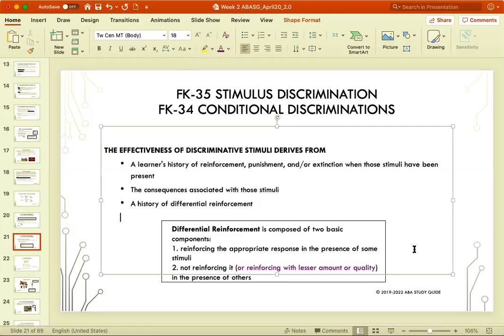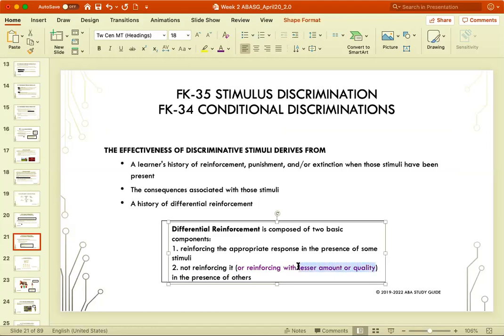Typically, if she said Trudy, I would respond and go over to her. But she was always calling me by my sister's name. Sometimes the dog's name was thrown in there. There were some times when I did respond to her just because I knew who she was talking to. Now, Joey, my sister's name, would be an S delta because my name is Trudy, not Joey, but I was reinforcing it with lesser amount or quality.